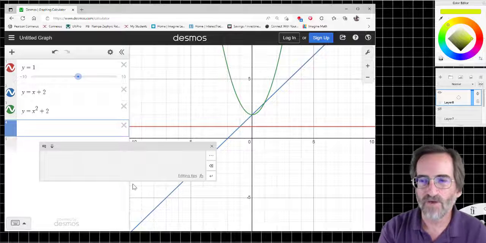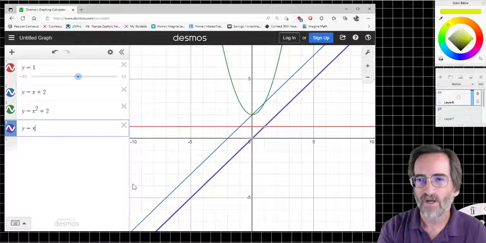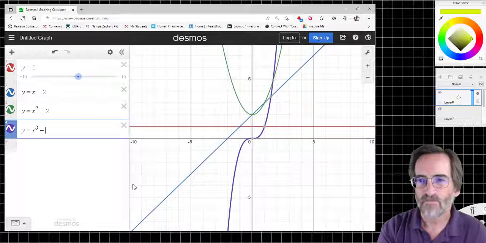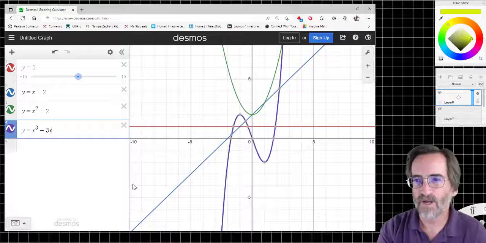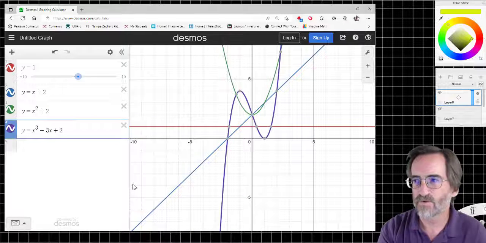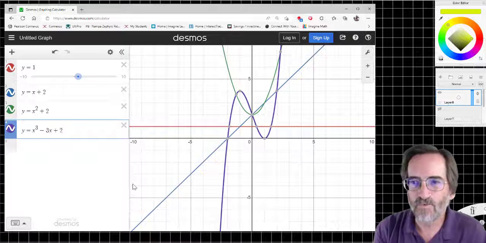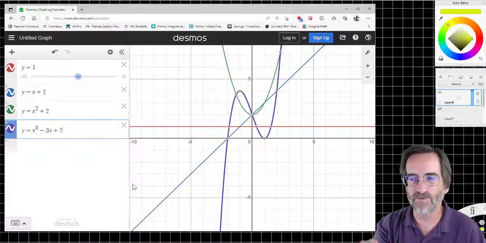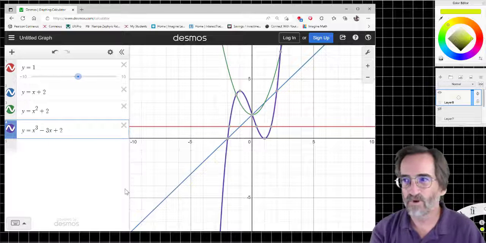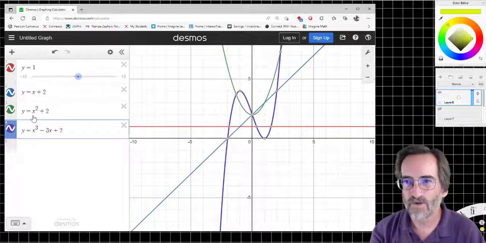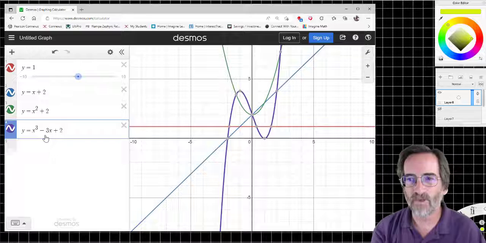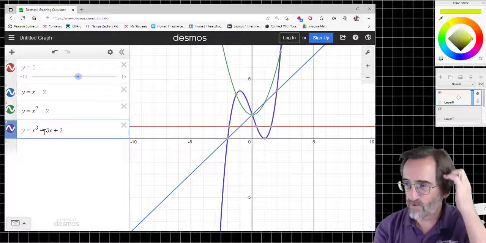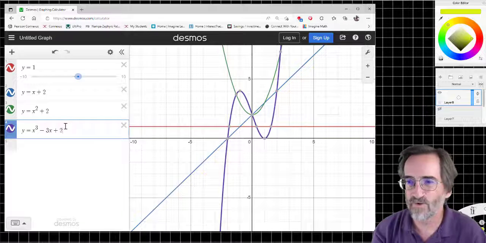Okay, let's try a 3rd order. y equals x cubed minus 3x plus 2. Okay. Now here you'll notice there are 2 bends, two curves, right? And there was one curve for a 2nd order. There were no curves for a 1st order or a 0 order. There was one curve for a 2nd order and 2 curves for a 3rd order.